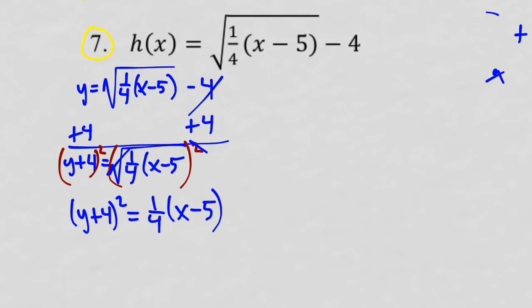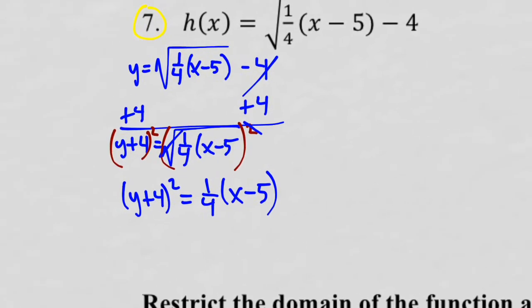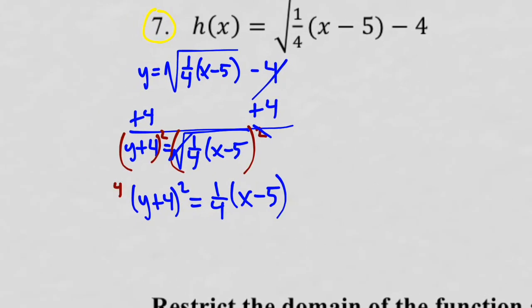The next thing to do is to get rid of the 1/4. Since it's 1/4, I can just multiply times 4 over 1, the reciprocal, to cancel it out. So I'm going to multiply both sides times 4 over 1, which is just 4, right? I could just erase that and write 4. I'm going to do the same thing here, times 4, and that's going to cancel. So that leaves you with just x minus 5 on the right. On the left is 4 times y plus 4 squared.